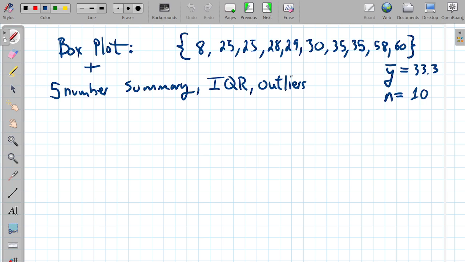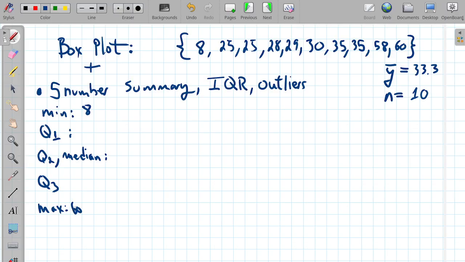What we want to do is come up with the five number summary, because that essentially gives us what we need. So the five number summary is the minimum value, in other words the smallest, so that's 8. Then we have the first quartile, Q1. We'll get to that in a minute. The second quartile is also called the median. We'll grab that as well in just a moment. Then we have Q3, the third quartile, and then we have the maximum value. The largest value here is 60. So the range then is 60 minus 8, which is 52.